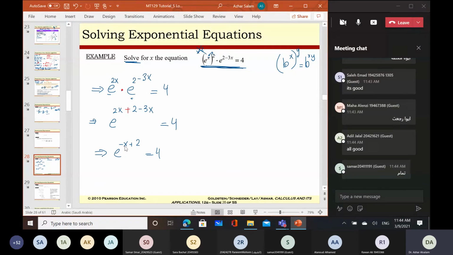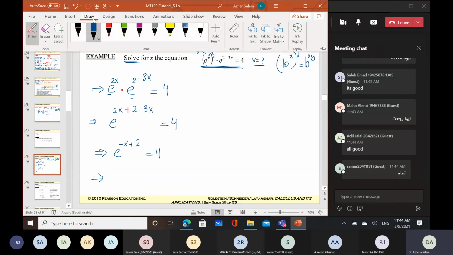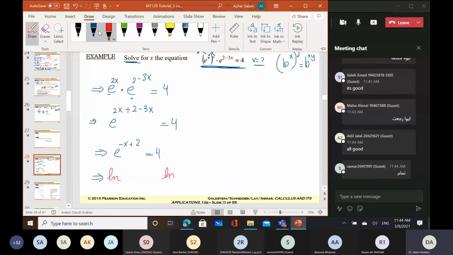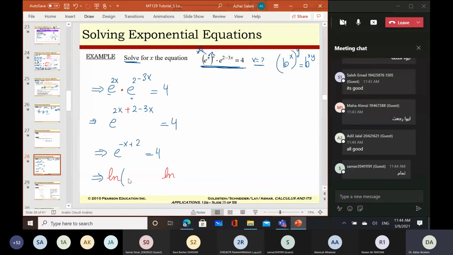But the x is in the exponent. I want the x alone, I want to find the value of x to solve the equation. But the x is in the exponent. How can I bring it down from the exponent? Like the properties we mentioned, I will take ln of both sides. I will take the natural logarithm for both sides. I will take ln of the first side, which is ln of e to the power minus x plus 2, equals ln 4.